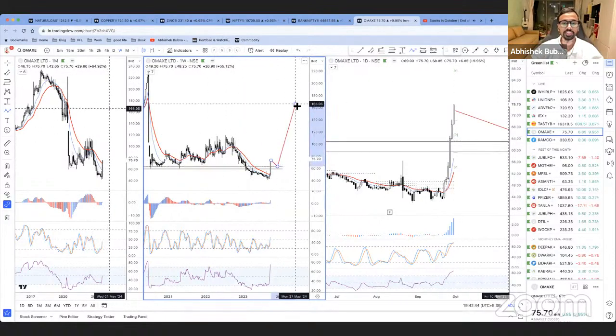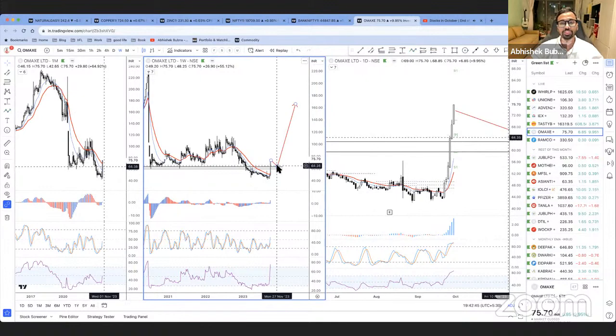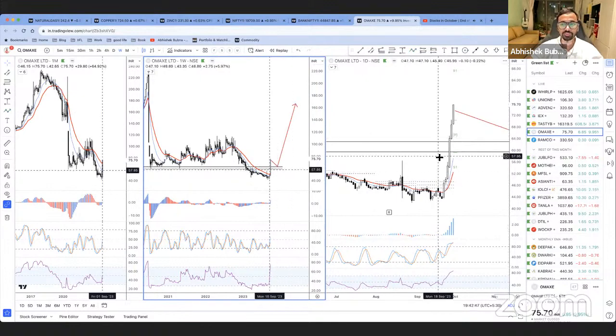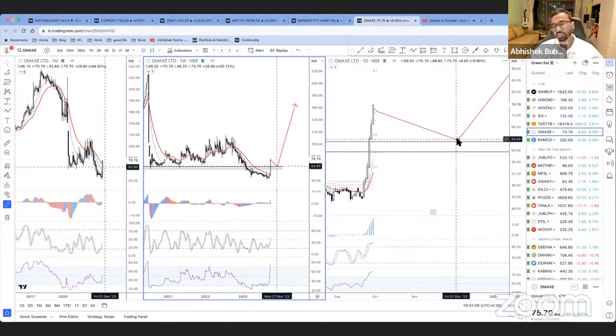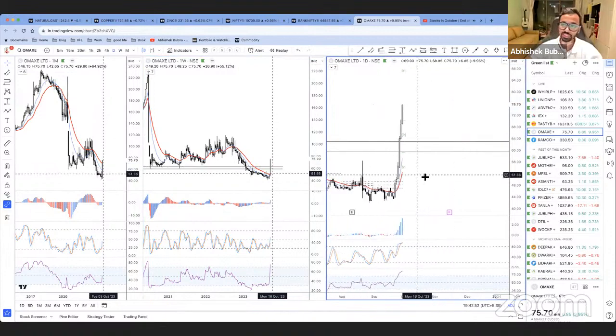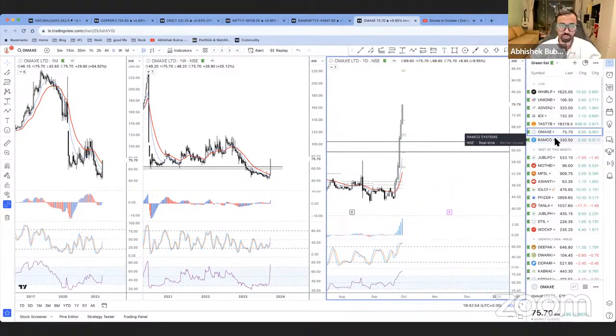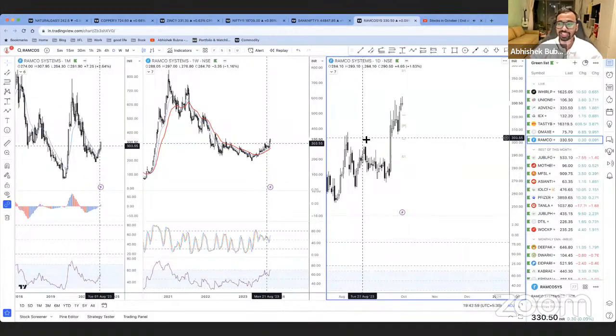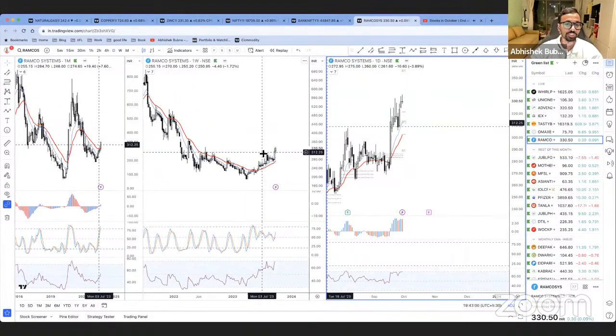If it gives an opportunity here, then this will be a very good point of interest for us, this level here. But let's see what happens, if it does give us an entry opportunity, or you need to enter here or somewhere. And the last one that we're going to discuss today is Ramco Cements.